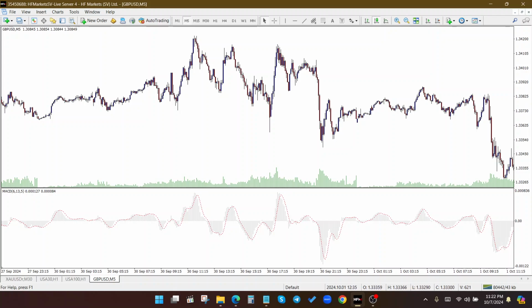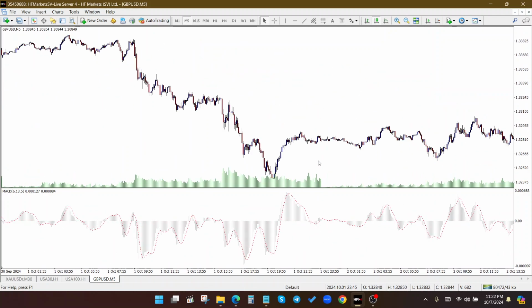Okay. Now you might want to know how to avoid false signals, because there are always false signals when we're dealing with indicators. Sometimes indicators give false signals, right? So the MACD can also give false signals, especially in sideways or choppy markets. However, to reduce false signals, you might want to use the MACD in trending markets, right?